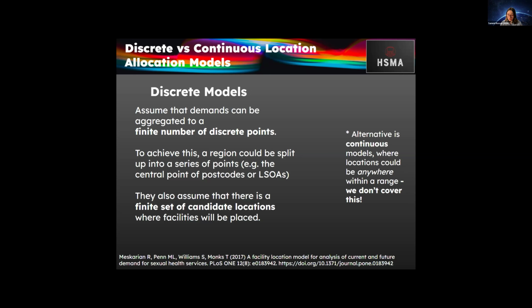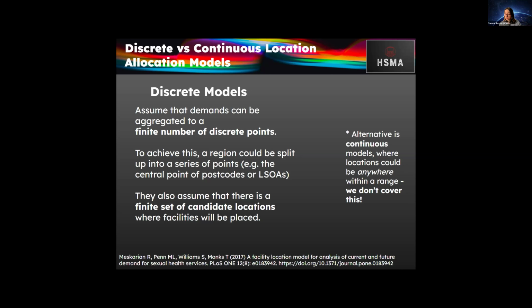This also assumes that there is a finite set of candidate locations where facilities will be placed. So again, rather than trying to optimize to the exact, very precise latitude and longitude where you would ideally place a candidate, instead we provide candidate locations, whether that's, oh, we've got 5 possible sites in mind and this is where they are, or whether it's something a little bit more like the problem I just talked about, where they said, well, we could put these clinics within any one of these 278 central points, the center of our postcode sectors, and that's a good enough approximation for us to then start working from.